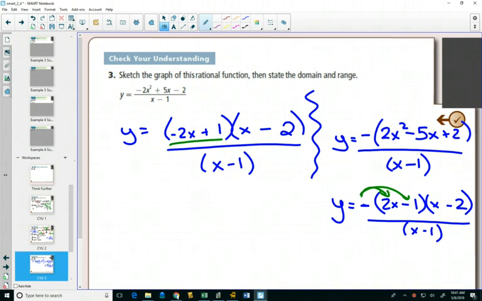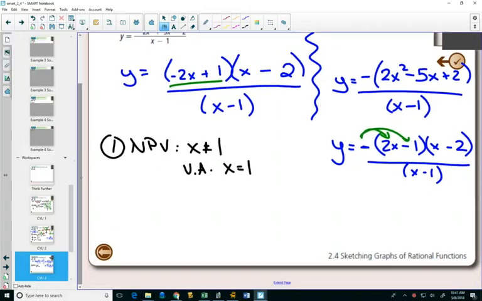Now we can go to step 1. What's our non-permissible value? X can't equal 1. And that value is going to be a vertical asymptote at x equals 1.